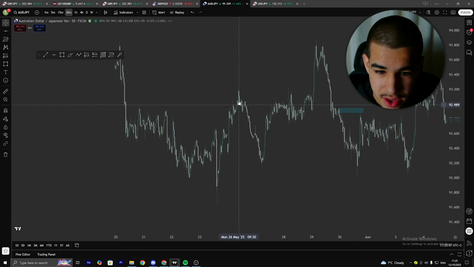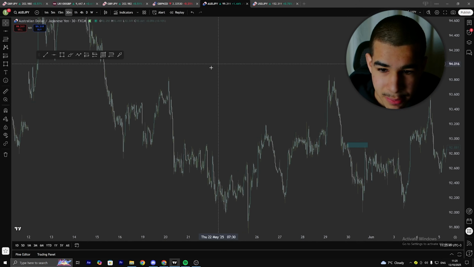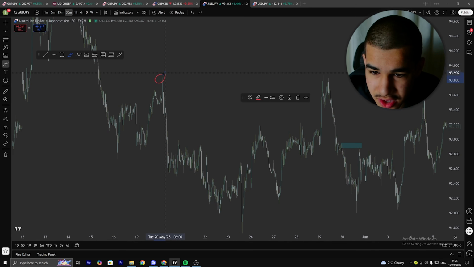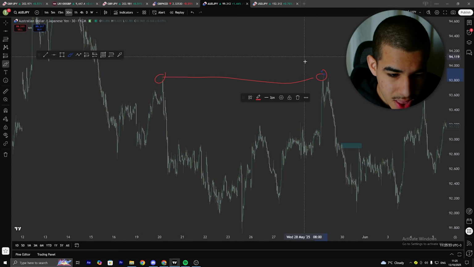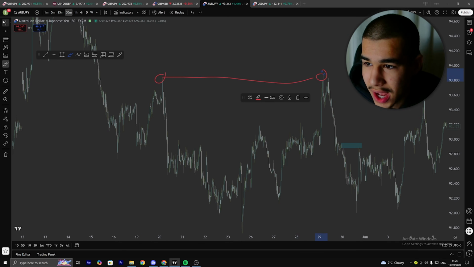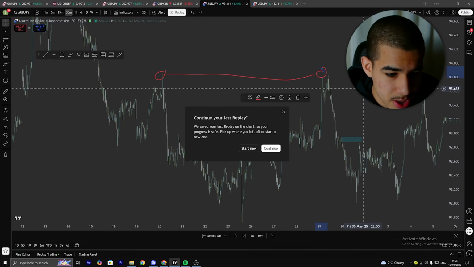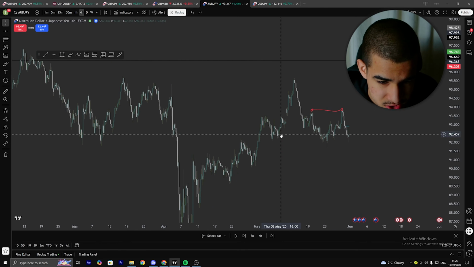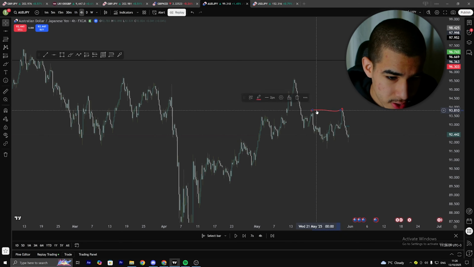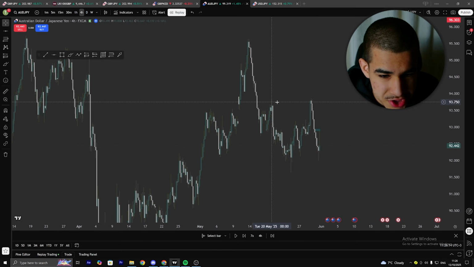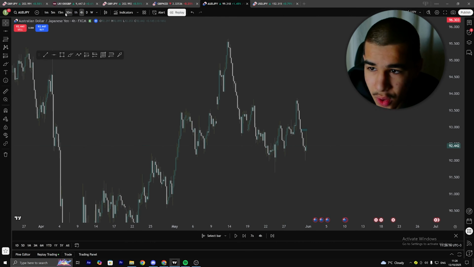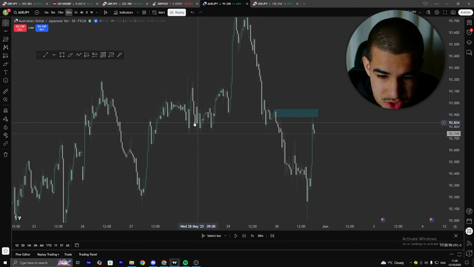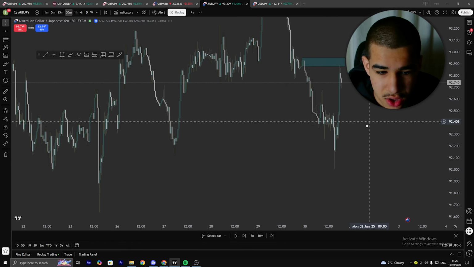But this setup right here, what happens? We swept this liquidity right here, and then we dropped all the way down. And overall, let's use the replay mode. If I go on the 4-hour, we are starting to go bearish. As you can see, we just took out this major low. We are failing to break highs. We just swept this liquidity and went down. And on the way down, we took out these lows, consistently taking out lows.